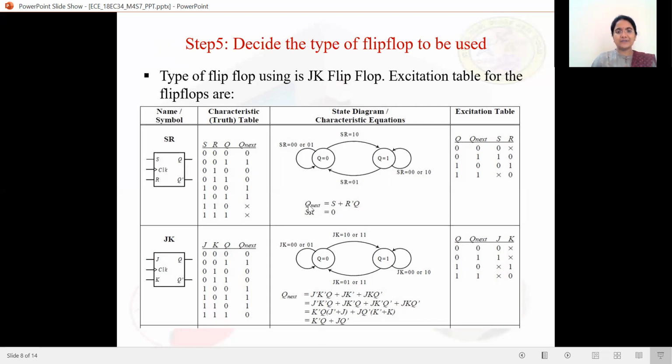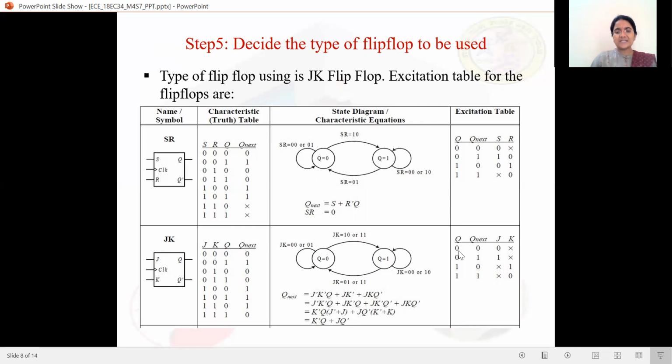This is the excitation table for the SR flip-flop and the JK flip-flop excitation table. This is the characteristic table, and this is the state diagram for the flip-flop. SR, and this is for JK, and this is the excitation table of the SR flip-flop. In this problem, we are considering the JK flip-flop.